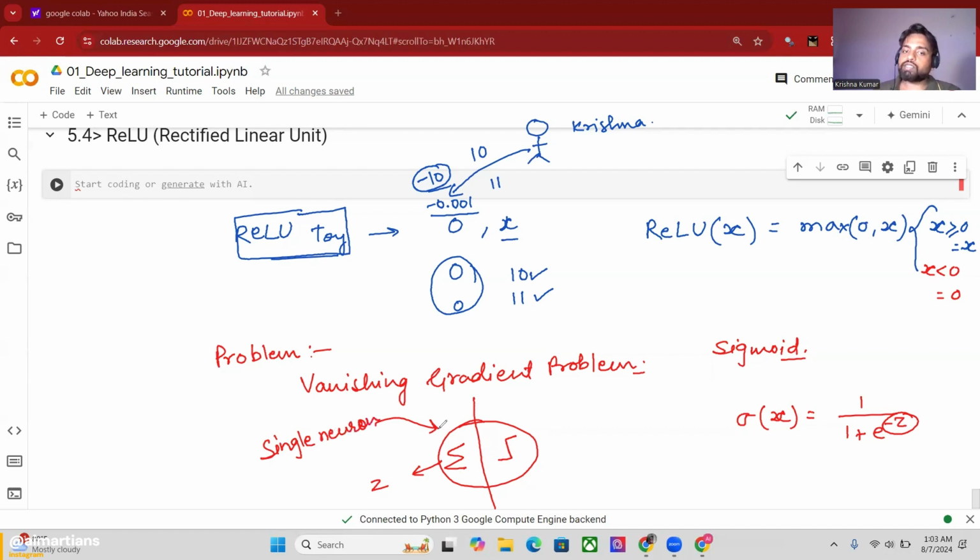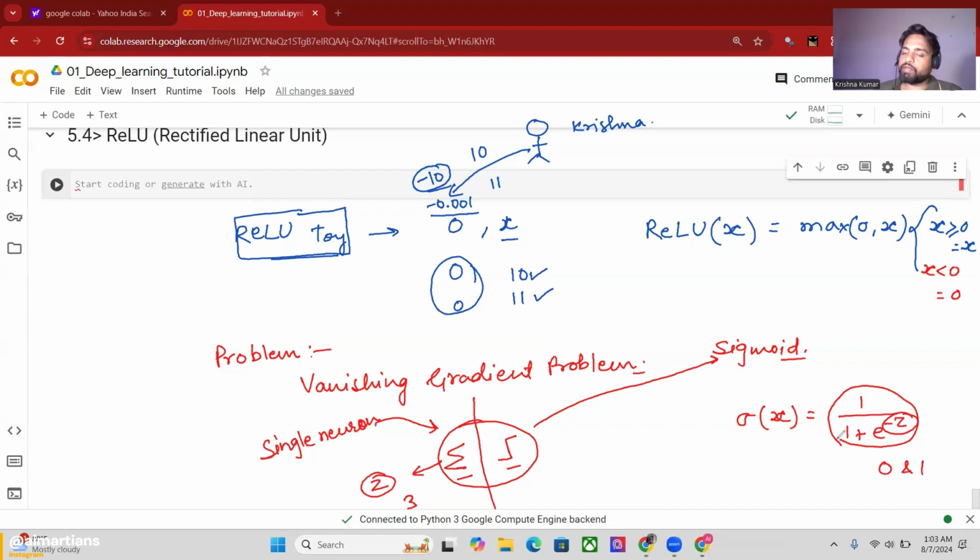Okay, so in this single neuron there are two parts, the summation part and the activation part. In the activation part, let's say I'm using sigmoid. So whatever summation value I get, let's say z is 3, if I pass 3 here, it will simply transform that value between 0 and 1.